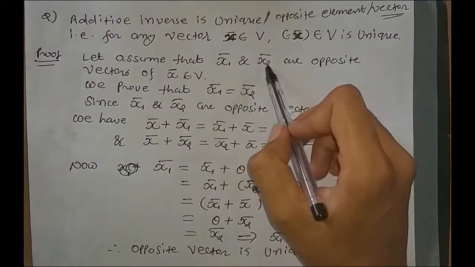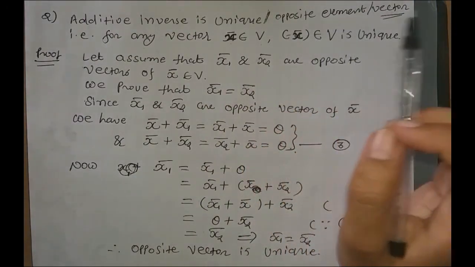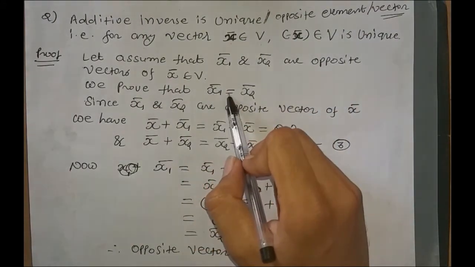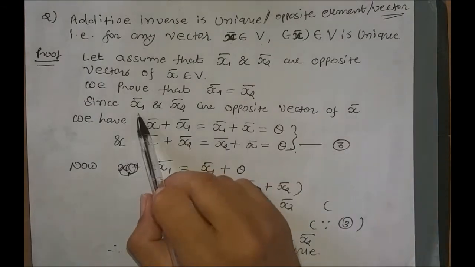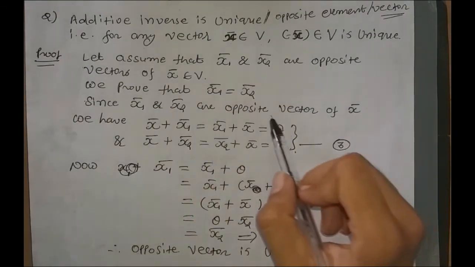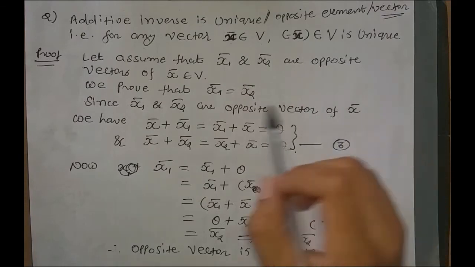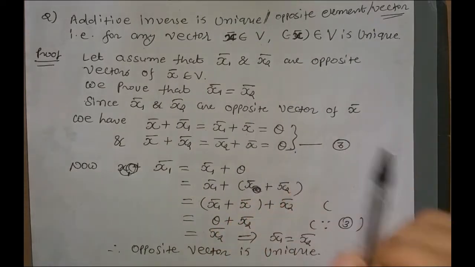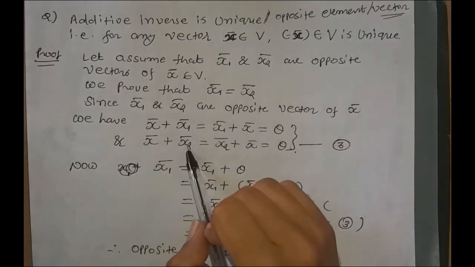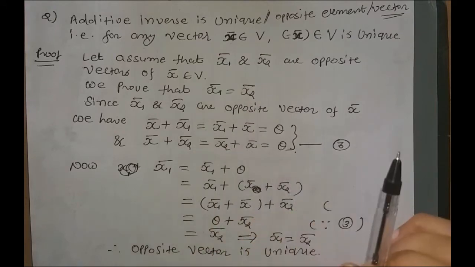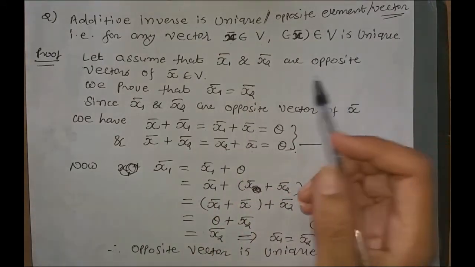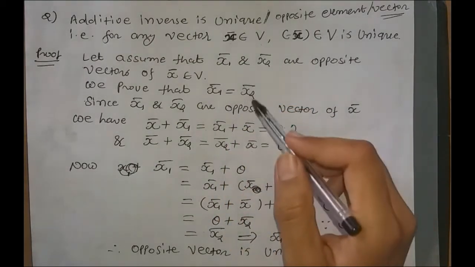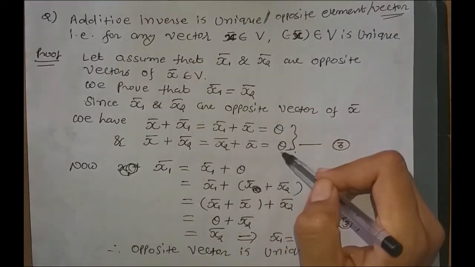Here we have considered two opposite vectors x1 bar and x2 bar for vector x bar. Now our aim is to prove the opposite vector is unique, so we prove that these two vectors are the same, that is, x1 bar is equal to x2 bar. Now x1 bar and x2 bar are opposite vectors of x bar. From the definition we have x bar plus x1 bar is equal to x1 bar plus x bar is equal to theta. Similarly x bar plus x2 bar is equal to x2 bar plus x bar is equal to theta. That means when we add the opposite vector to the vector x bar we get the zero vector.